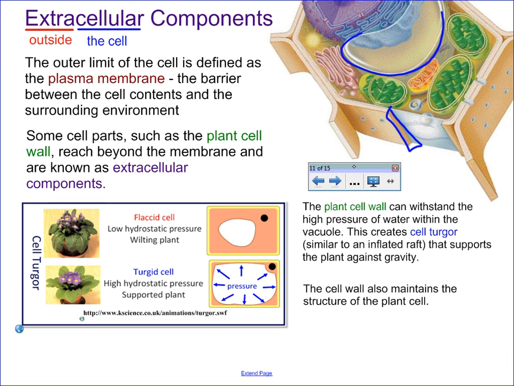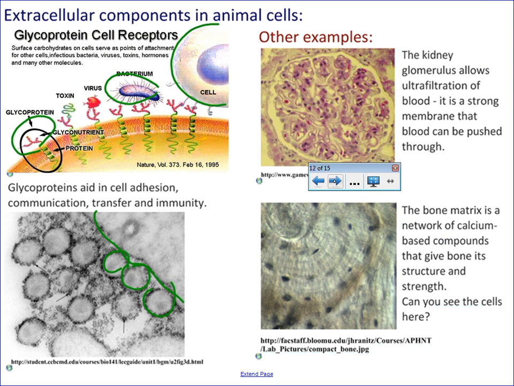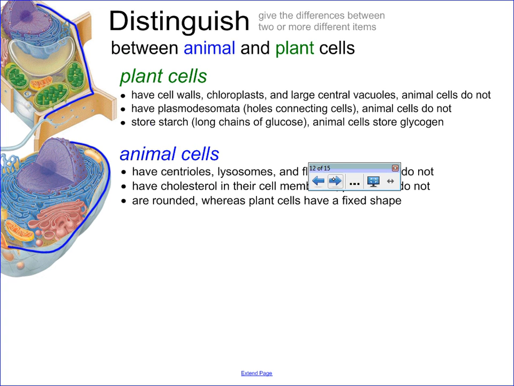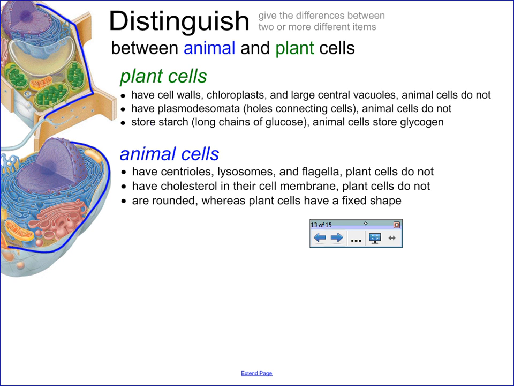Extracellular components would be components of the cell that are on the outside of the membrane. The cell wall is a really good example of this, as well as other objects that have been discussed before, including cell structural objects like cell membrane proteins, such as glycoproteins shown here. Comparing and contrasting plant and animal cells is a good idea, looking at what organelles they have. In addition, plant cells have these objects called plasmodesmata, and they store starch, whereas animal cells store glycogen.